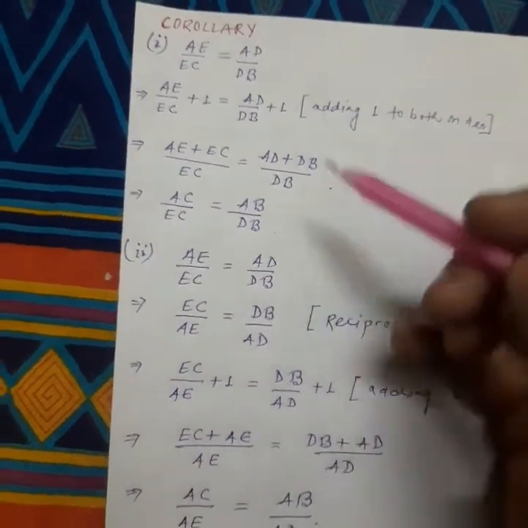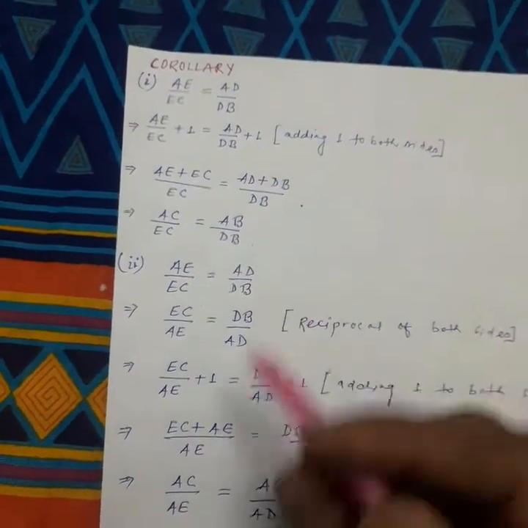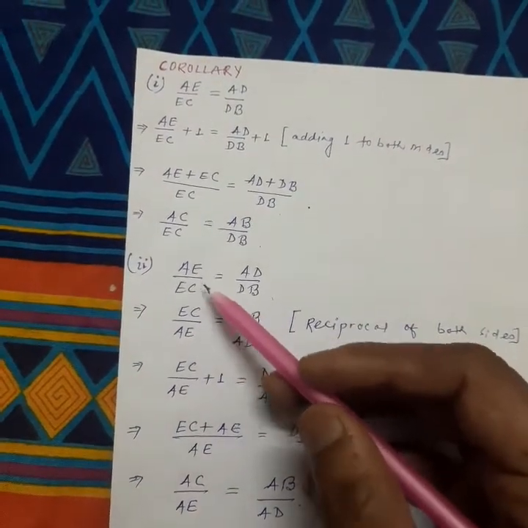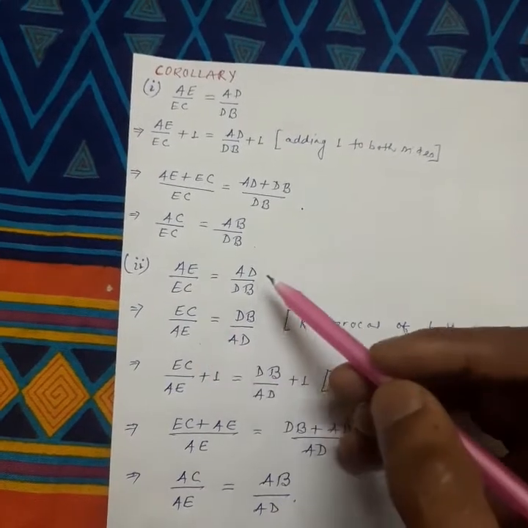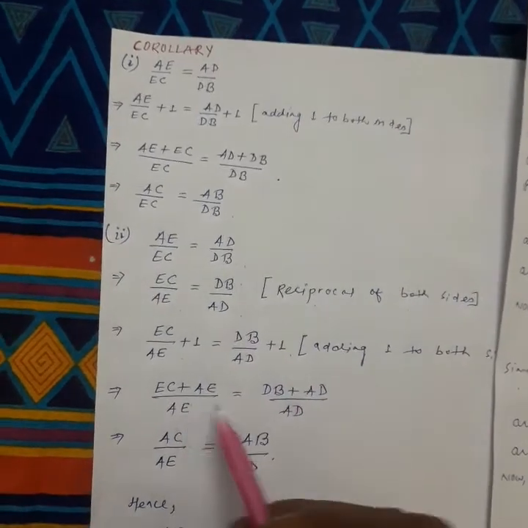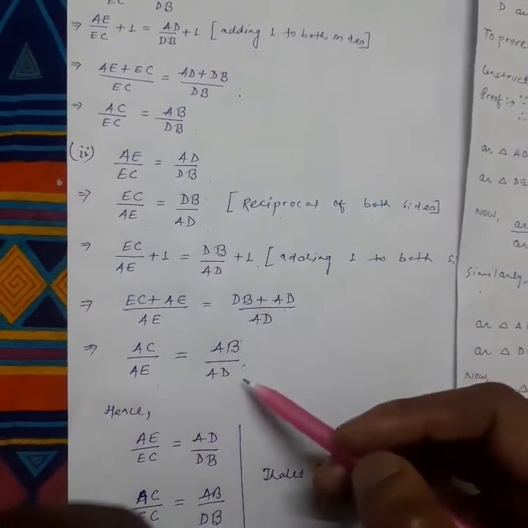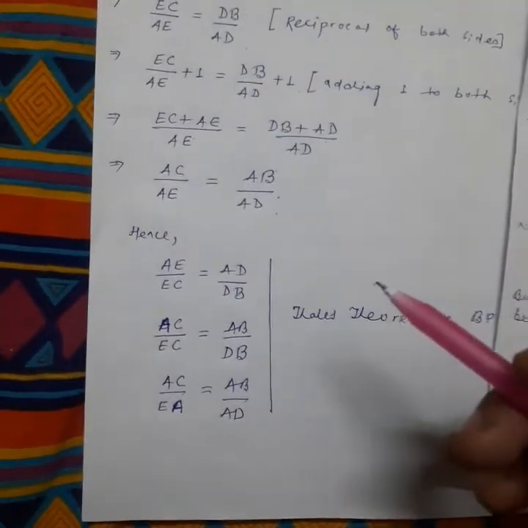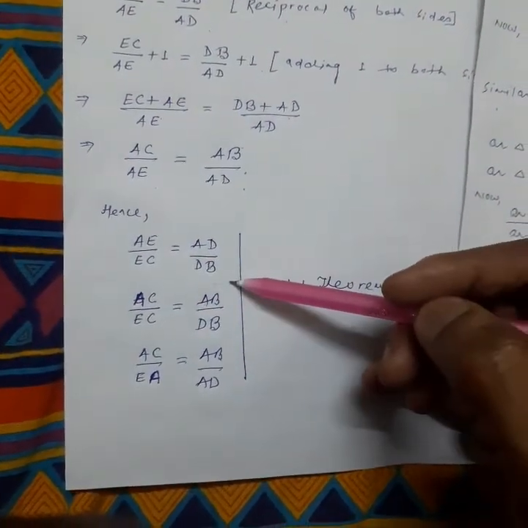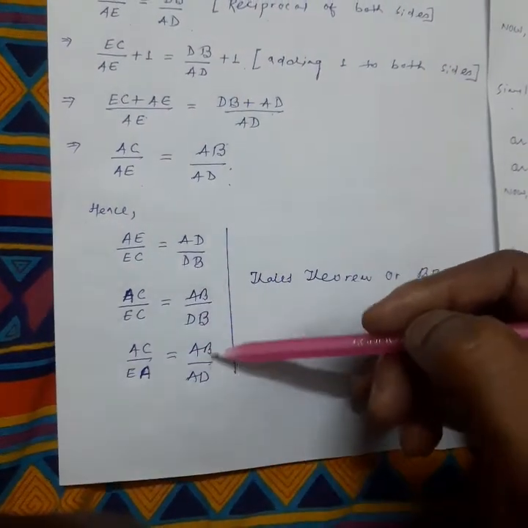One more ratio is possible. Again, let us use AE by EC equals AD by DB, what Thales theorem has given us. Take the reciprocal of both sides. So AE by EC will turn to EC by AE, and AD by DB will turn to DB by AD. Again, adding 1 to both sides and taking the LCM, we will reach AC by AE equals AB by AD. So finally we can say that presently we have 3 ratios: AE by EC equals AD by DB, AC by EC equals AB by DB, AC by EA equals AB by AD.